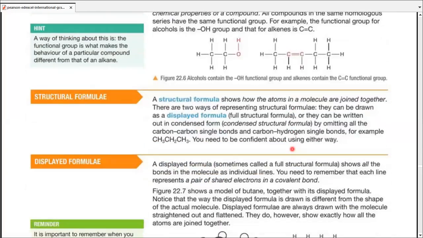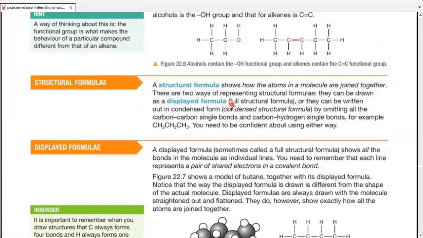All right, next on the list is structural formulae. Structural formulae tell us about the structure. Of course, it's going to tell us how many atoms there are in a molecule and in what way they are joined together. This can be drawn in two forms. One of them is the displayed formula, which depicts the whole, full structure. The other one is a condensed form, in which we can omit carbon-carbon single bonds or carbon-hydrogen bonds, and we can write it in a very small way.